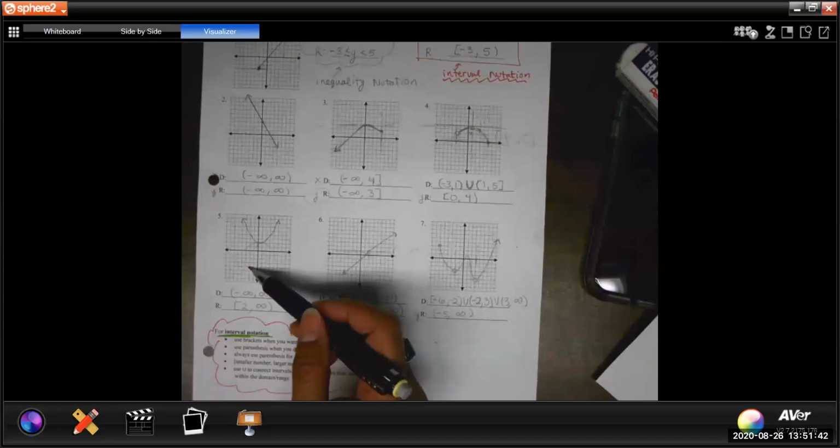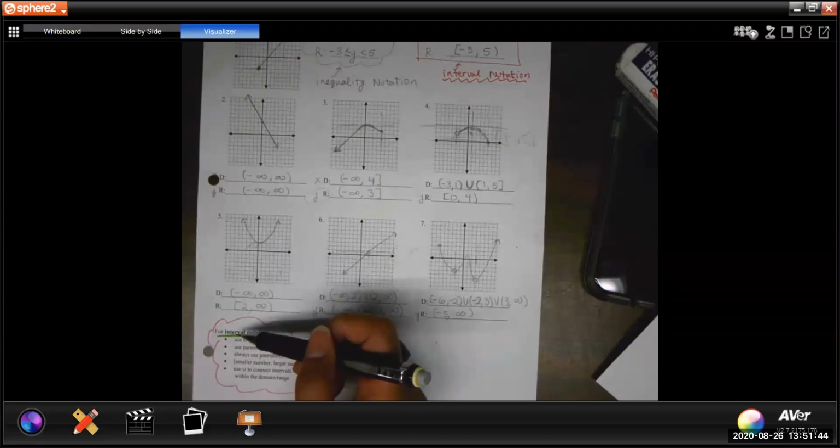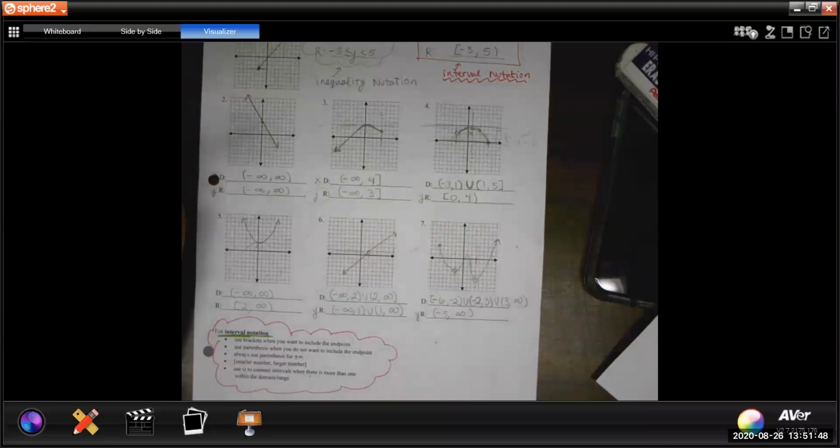Does the graph go up and down forever? I'm going to call on one of you. Does the graph go up and down forever? And I'm going to call on Leilani. Where are you at? Right here. No, it doesn't. A little bit louder because I can barely hear you.